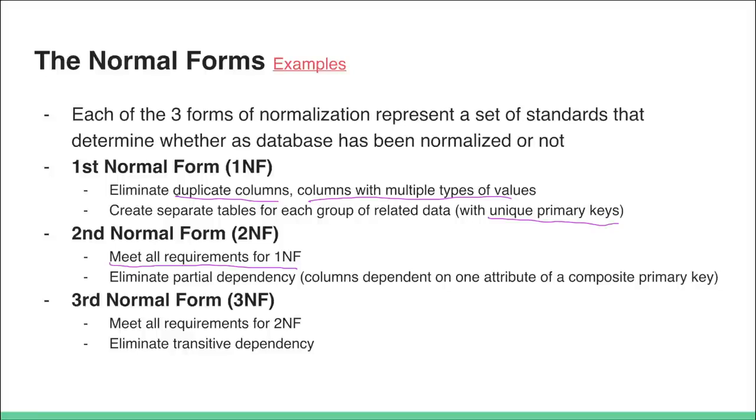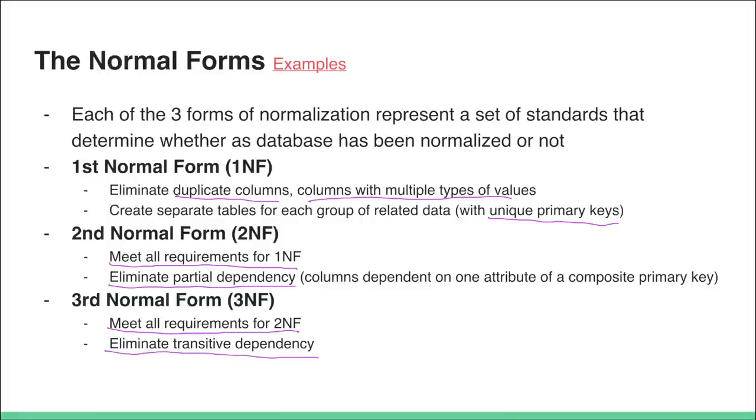Anyways, that's the first normal form. The second normal form: meet all the requirements for first normal form, and then eliminate partial dependency, which we're going to talk about in an example here. And in the third normal form, we need to meet all requirements for the second normal form, and we also need to eliminate transitive dependency, which is another term that we're going to go through in our examples.